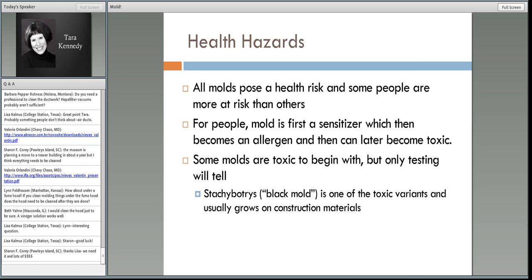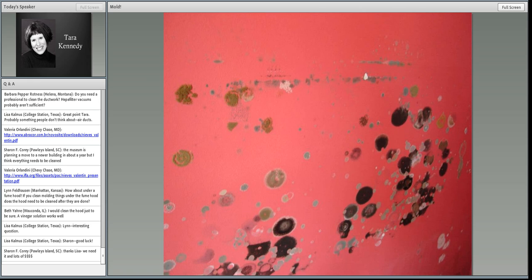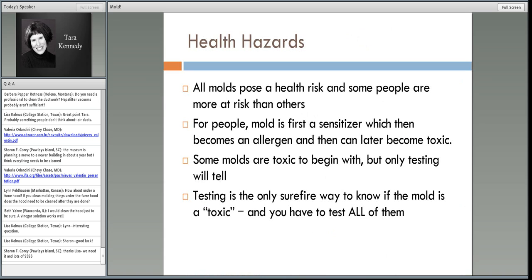So here's a nice picture of a bright pink wall with tachybotrys growing on it. That's the big black spot there. You can see how it really likes drywall. Again, testing is the only surefire way to know if the mold is a toxic mold, and you have to test all of them. If you remember the microscopic shot slide I showed you of the air quality test, there were at least three different types of mold spores. There can be a lot to identify, especially in an air quality sample, because as I said, mold is everywhere. It's going to be in your air constantly, so there could be a lot of testing involved.